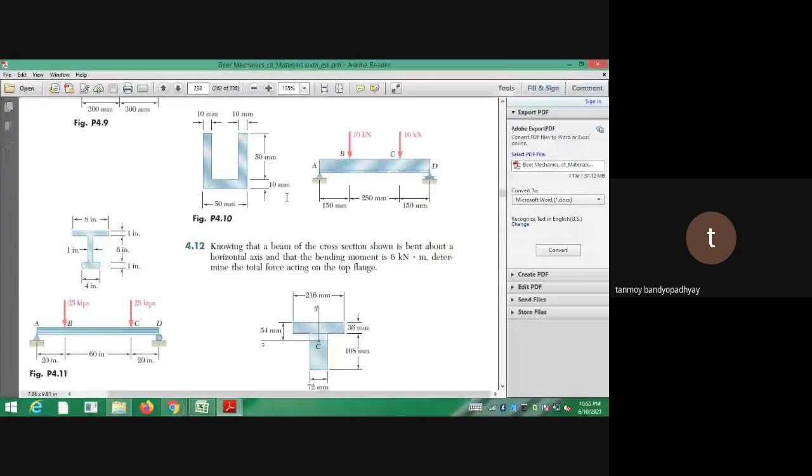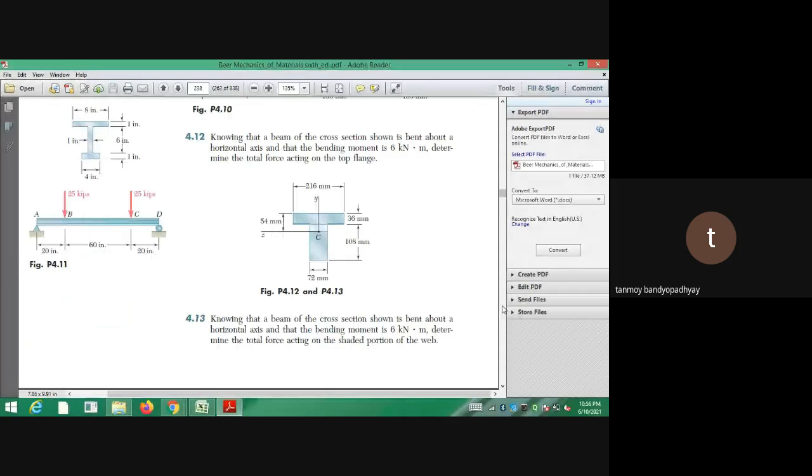Wait a minute. So this is not... This I have discussed. So problem number 4.11 and problem number 4.19. Problem number 4.11 I will discuss, and 4.19 I am giving you as a homework because I have already shared it in the note.